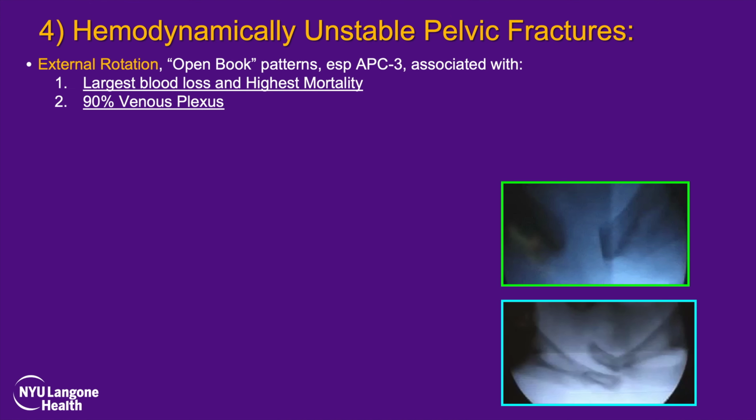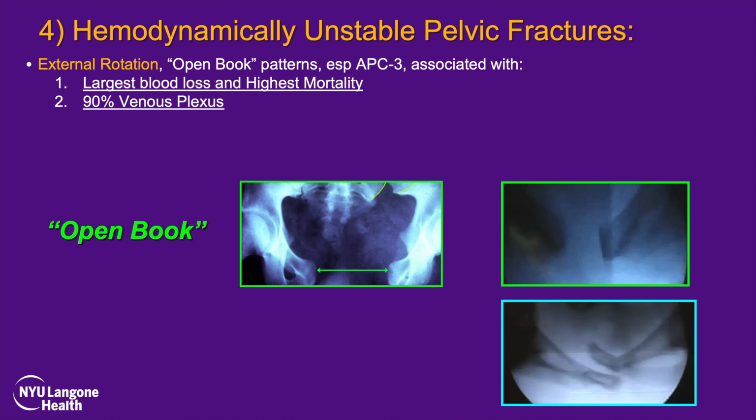Hemodynamically unstable pelvises, again, come in two types: your external rotation or open book pattern. It's typically an APC3 type injury. These have the largest blood loss by far and the highest mortality by far. 90% of this bleeding is from the venous plexus in the back. And this is your typical open book injury. And you can see fluoroscopically here it is closing down when the binder or sheet comes on.